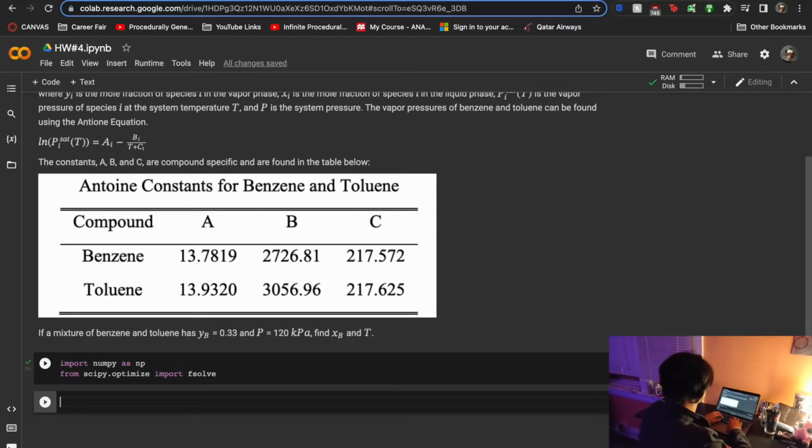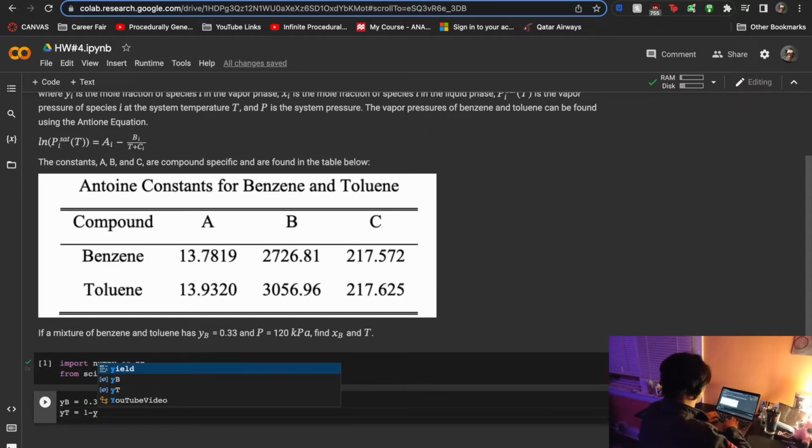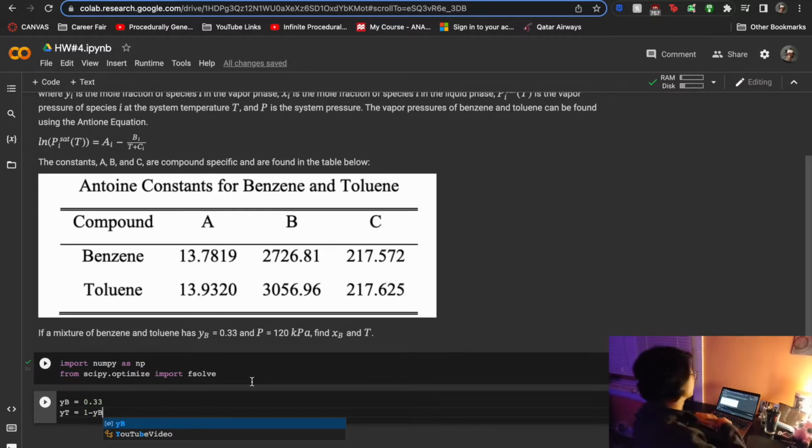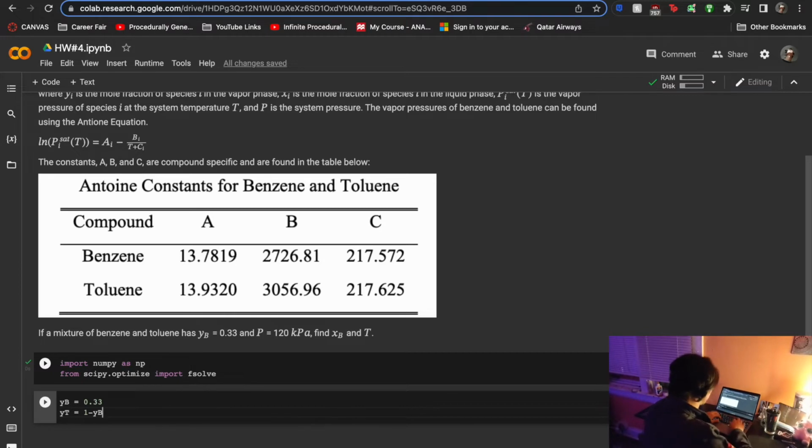First of all, let's save everything we have as variables. We've been given the mole fraction of benzene in the vapor phase as 0.33. Now we know that the mole fraction of toluene in the gas phase should be 1 minus the mole fraction of benzene in the gas phase, because the total mole fraction has to add up to 1. Next thing we've been given is the pressure. That's 120 kilopascals. And that's about all we've been given.